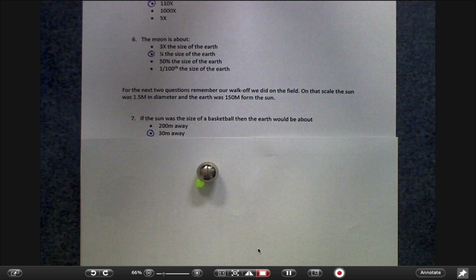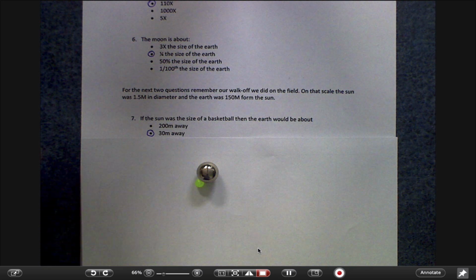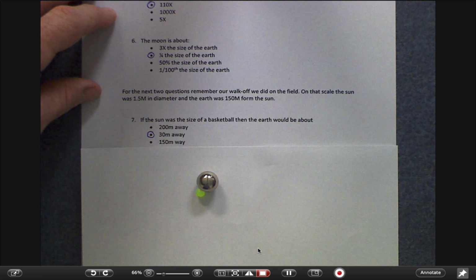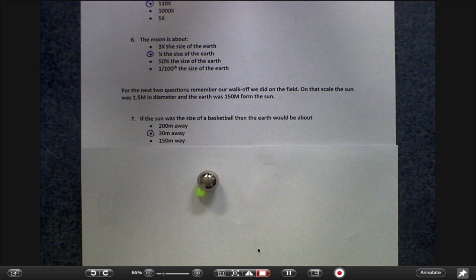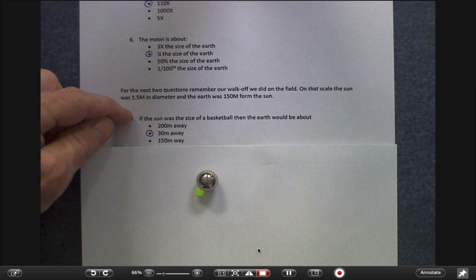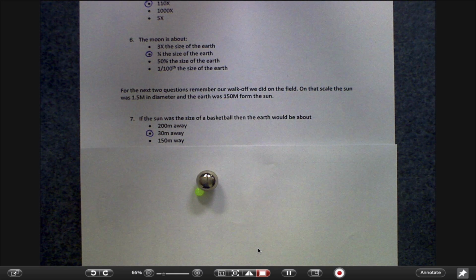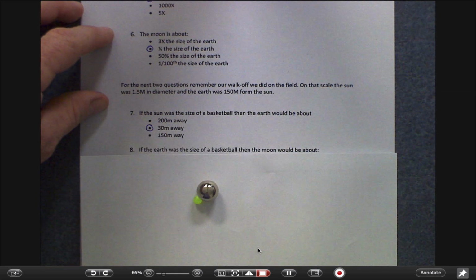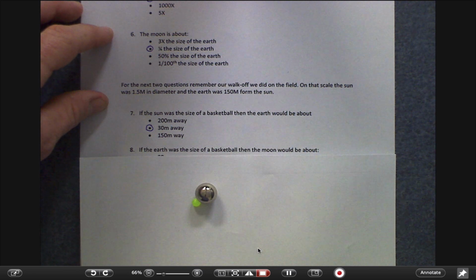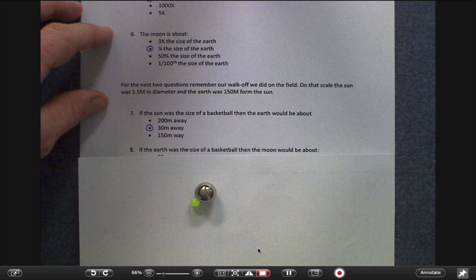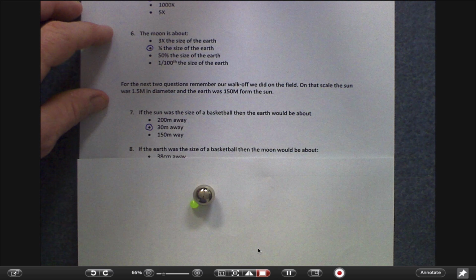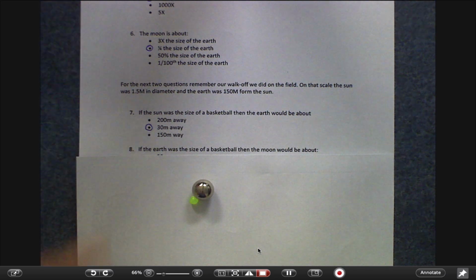30 meters away, which you can see is the correct answer. So that's substantially less distance, and that's the correct answer. Our other choice is 150 meters away, which is the exact same distance we marched off. And of course, we're using a different scale since we made the sun the size of a basketball. The sun was smaller, our distance got smaller. And same thing here. If the Earth was the size of a basketball, then the moon would be about how far away? And this one is kind of the opposite of this.